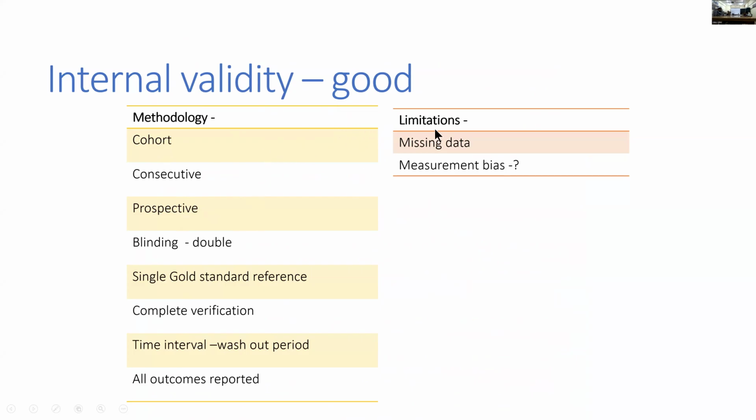Few things which are not there. One is missing data, but there were only few patients. Also, one of the clinical outcomes was reduction in hypertension, and few patients were measured by ambulatory BP, but numbers were quite less. We do not know if that has caused any bias. So we'll go to the next section, which is the results.